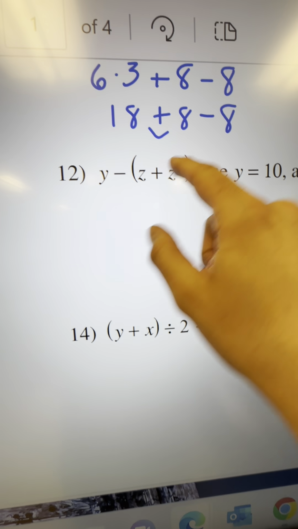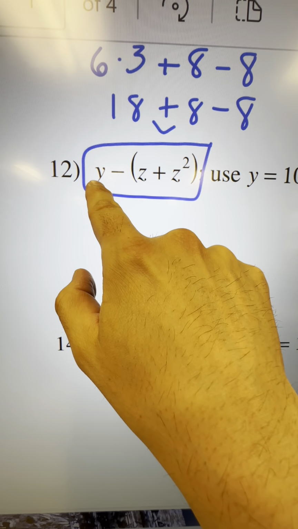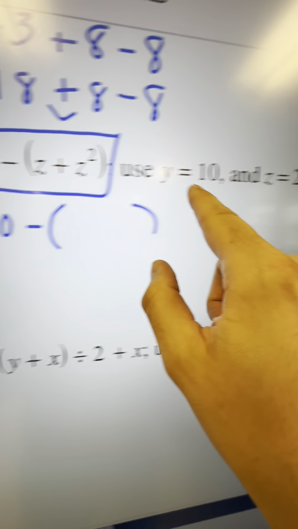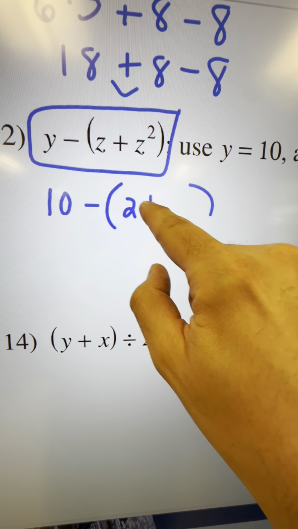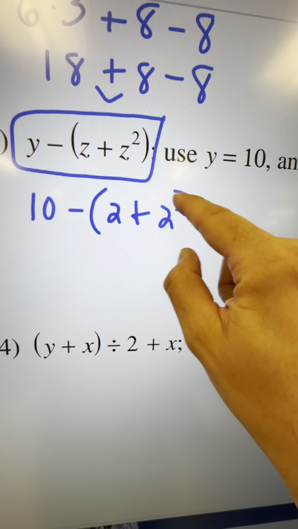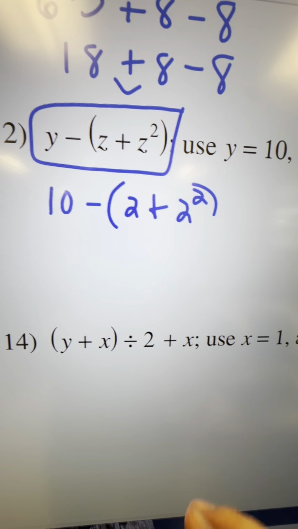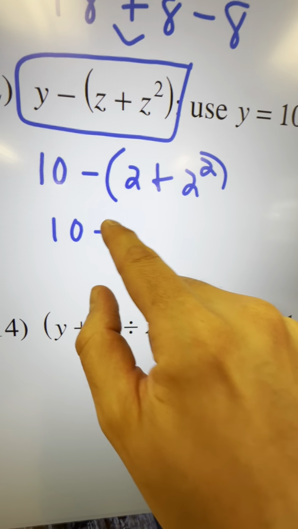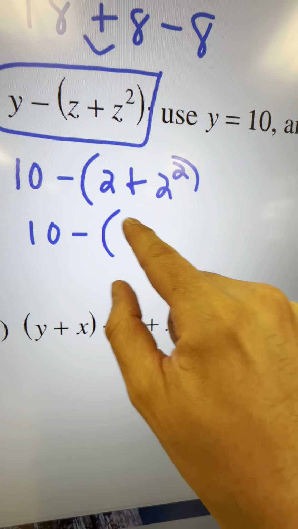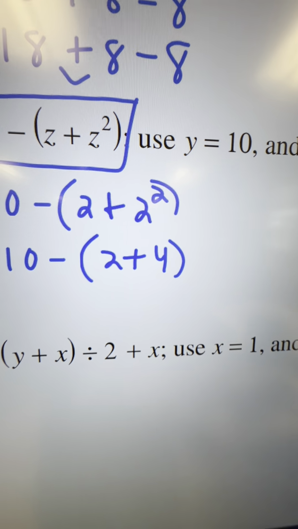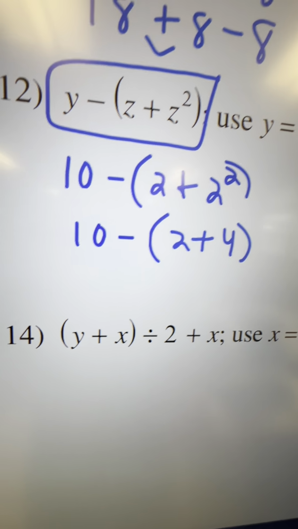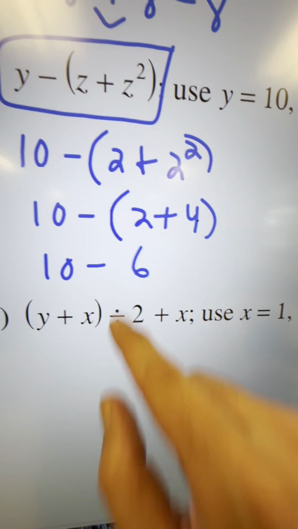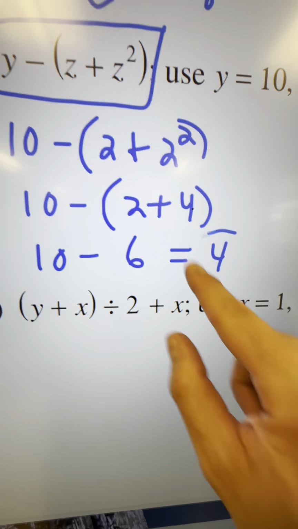Example number 12. You can see here we're doing y, which is 10, minus, and then in parentheses I have z, which is 2, plus z again, which is 2 to the second power. Step 1 is parentheses. In the parentheses I have addition and an exponent. Exponent is always first before addition. So I'm going to put 2 plus 4, because 2 squared means 2 times 2, which is 4. I'm still working in the parentheses, because you have to keep getting down to a single number there. When I add this, I get 6. Then 10 minus 6 gives me an answer of 4.